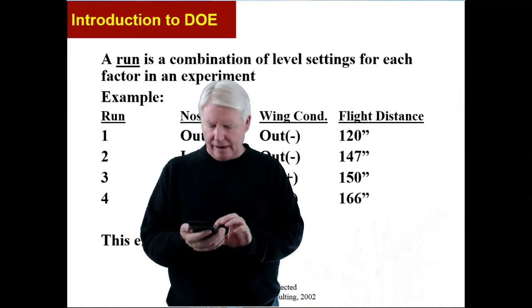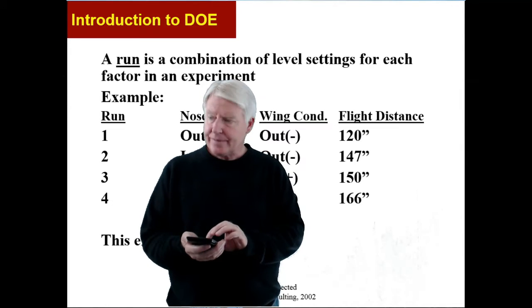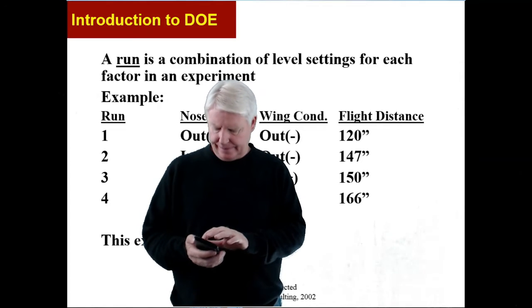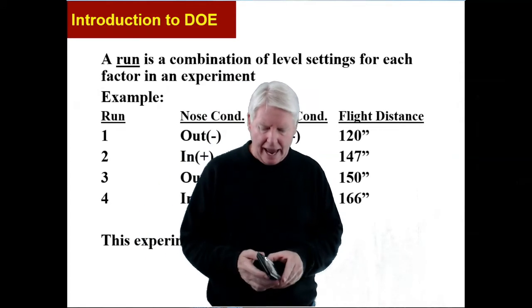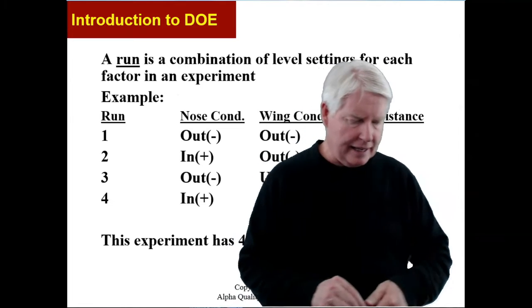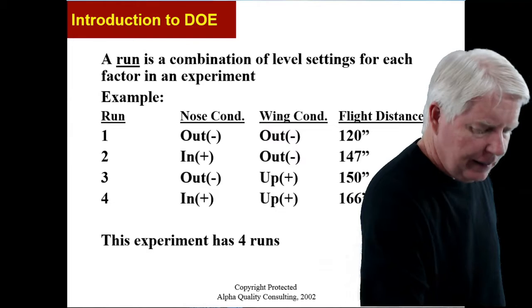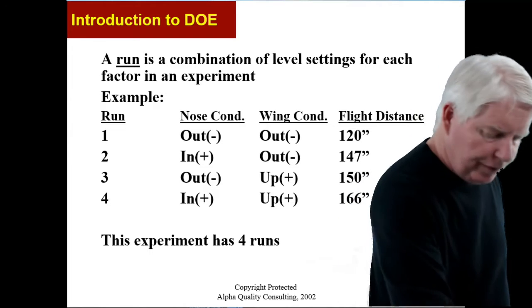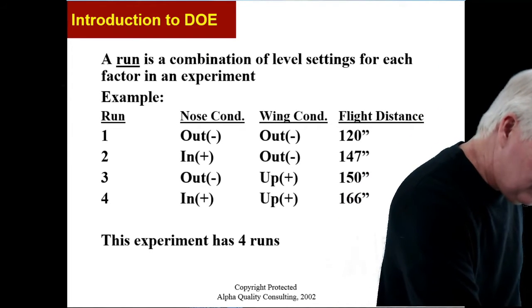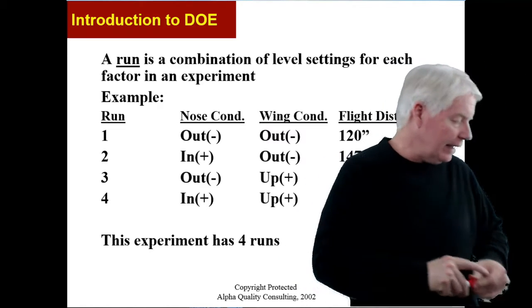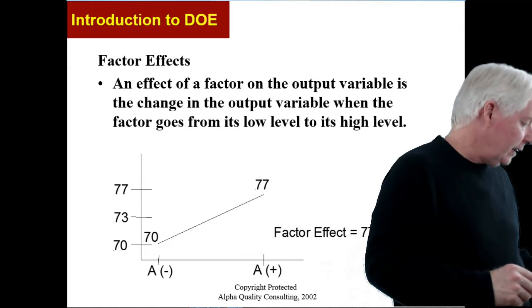So I'm going to take the average of 120, 147, 150, and 166. Okay. And it gives me an average, so I'm going to write that down. Average responses. I'm going to call that X bar, if you don't mind. And the average response was 145.75. Okay. Now I have everything I need, so now I'm going to go back to the whiteboard.